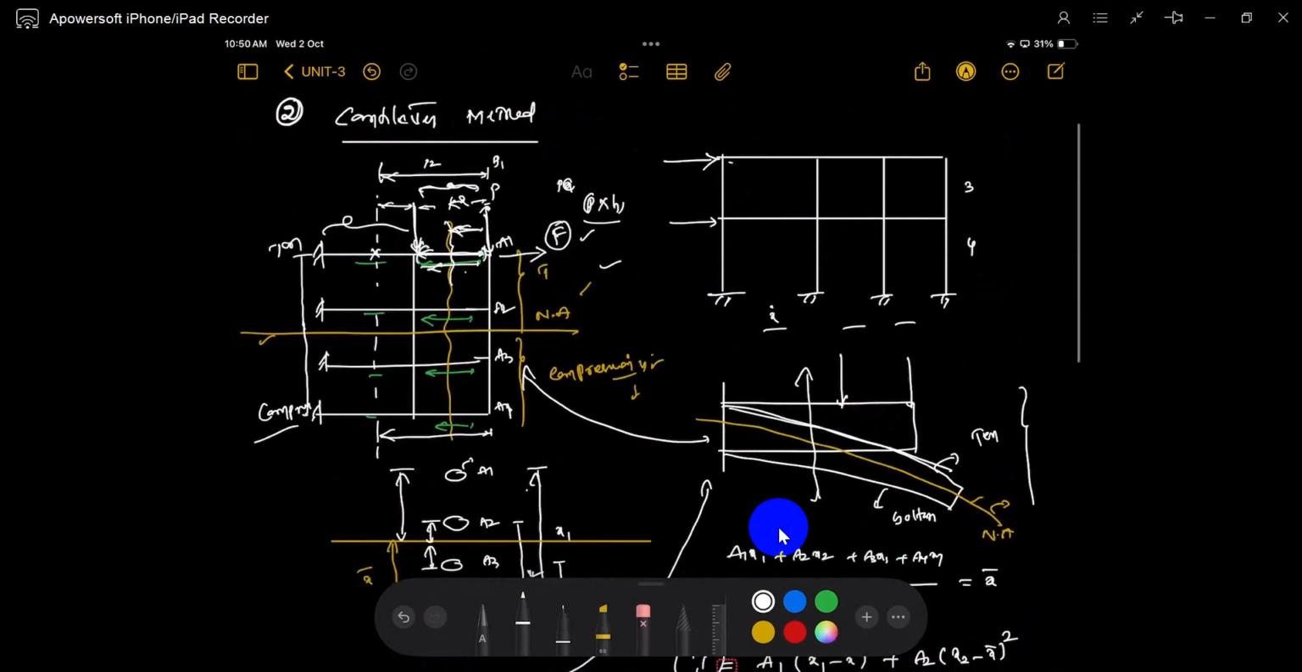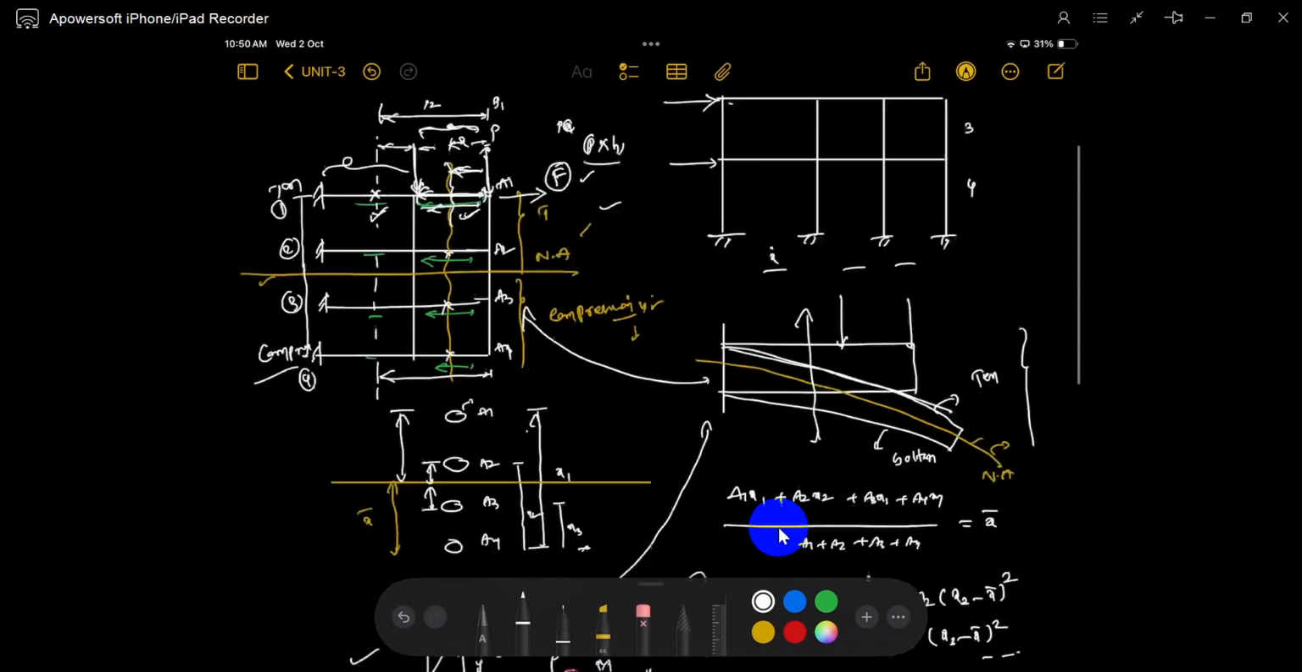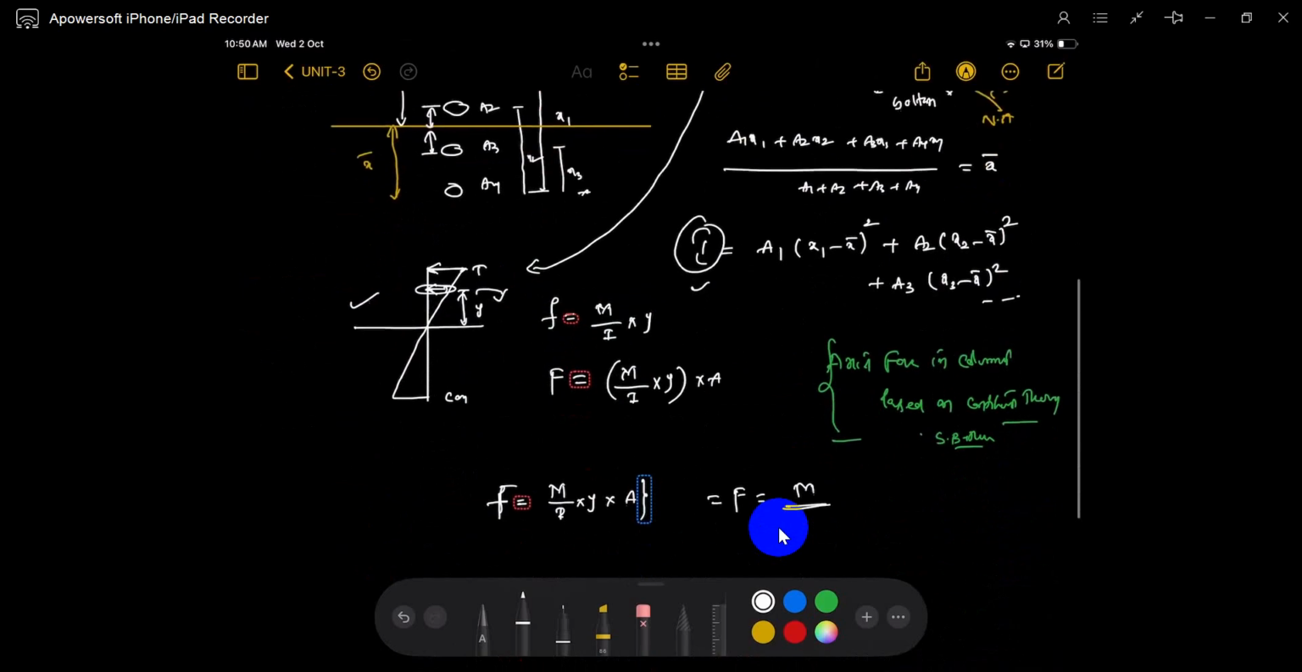This is the second story moment, this is the first story moment. It doesn't change between these columns. This is one column, second column, third column, maybe this is the fourth column. For these four columns, the moment doesn't change. Moment changes between the first story and second story, not between the first, second, third and fourth columns, because all are in the same section. So we calculate M by I.